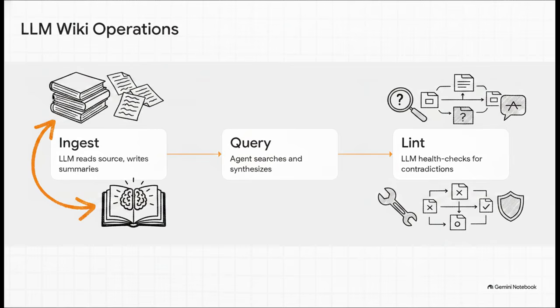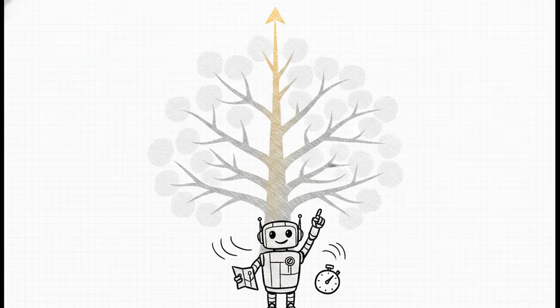Honestly, the LLM handles all that tedious, soul-crushing bookkeeping that usually makes humans abandon traditional wikis altogether. As your knowledge base inevitably grows, OKF relies on this brilliant concept called progressive disclosure, using index files.